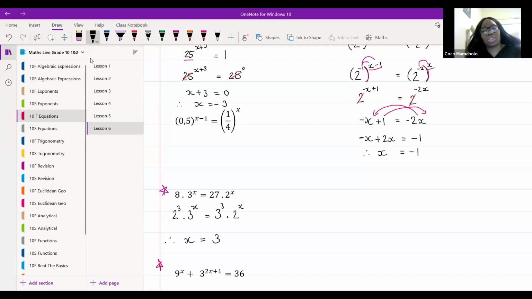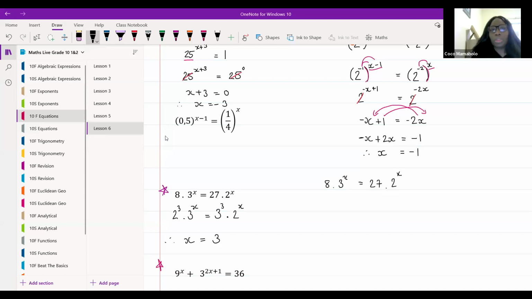Now, this question seems like it's cut and dried because if we just look at it, we should be able to do that. But I'm not sure if that's allowed as a mathematical concept, if we can just say x is equal to 3. I'm not sure if they'll allow you to look at it and answer it by inspection. So let me show you what I think we should do in this particular question. I'm just going to rewrite it over here. 8 times 3 to the power of x is equal to 27 times 2 to the power of x.